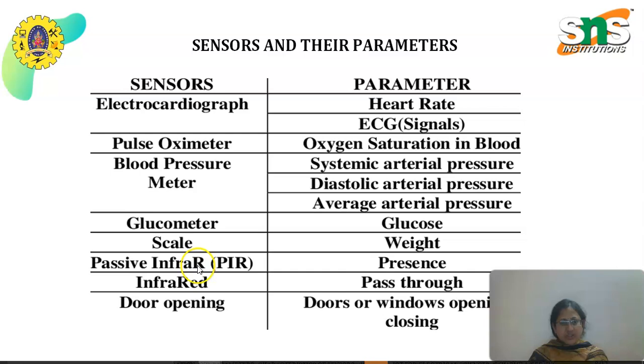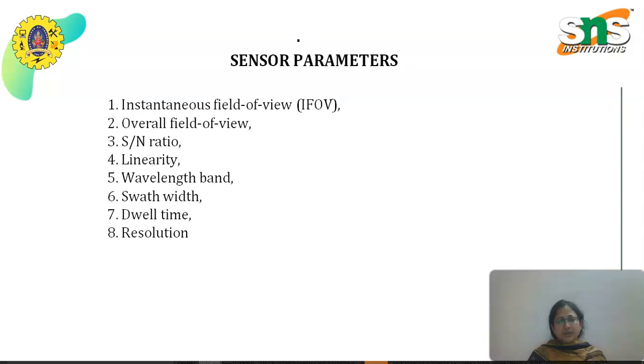And the passive infrared or PIR, it gives the presence of a particular thing. And the infrared, it passes through and it will produce some parameters. And the passive infrared door opening, it gives the presence and the passes through doors or windows opening or closing. These are all the sensor parameters.